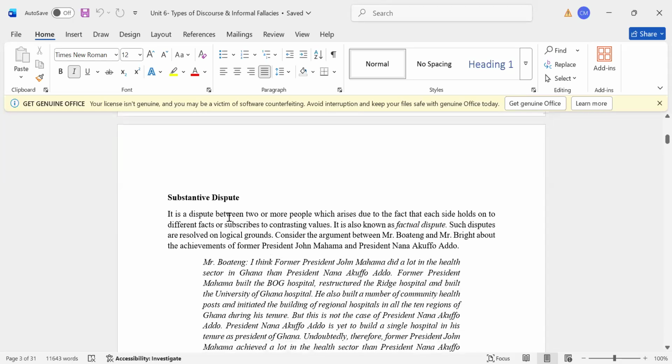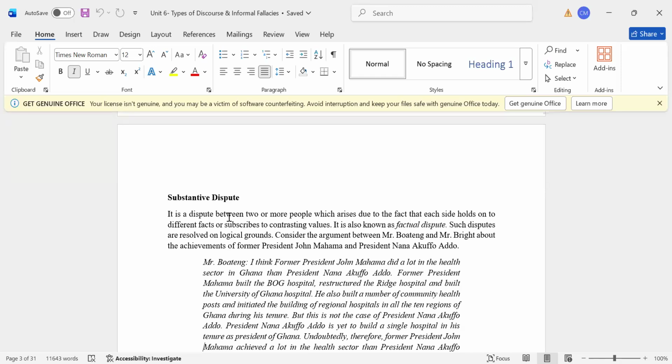Then we have substantive dispute. The other name for a substantive dispute is a factual dispute. It's about the facts, not about the keyword. What are the facts about the issue which is in contention? Are the facts the same? No. If the facts are not the same, which of the facts is the most appealing?